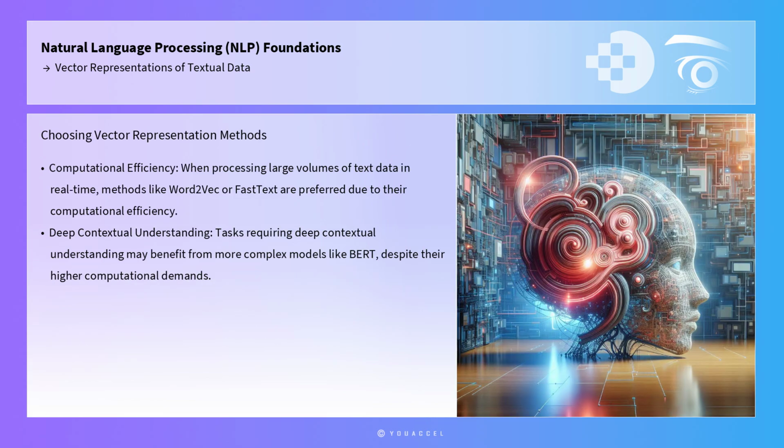In real-world applications, choosing the appropriate vector representation method depends on the specific requirements and constraints of the task. For instance, when processing large volumes of text data in real time, computational efficiency becomes paramount, guiding the choice towards methods like Word2vec or FastText. Conversely, tasks requiring deep contextual understanding may benefit from more complex models like BERT, despite their higher computational demands.